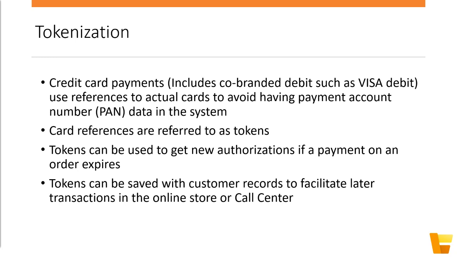We can call the processor and essentially use an alias for that card. The data that we keep is innocuous. If someone got that, it wouldn't be very useful, but it allows us to reference a real credit card.